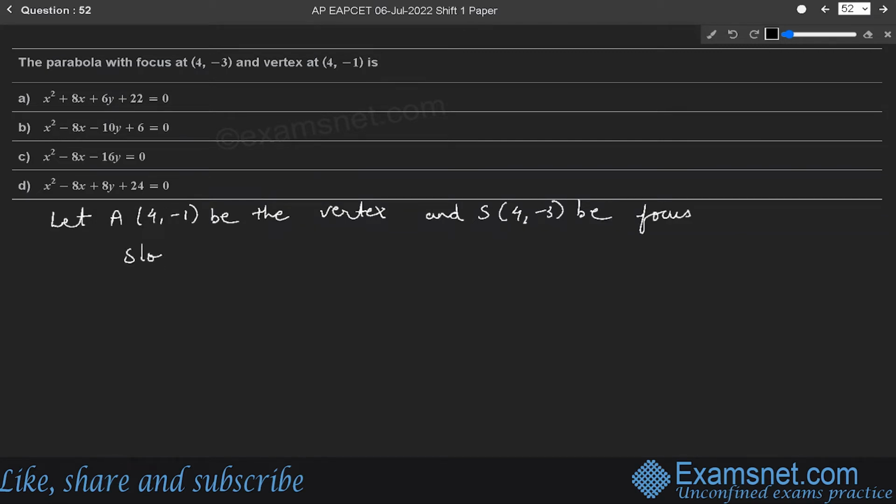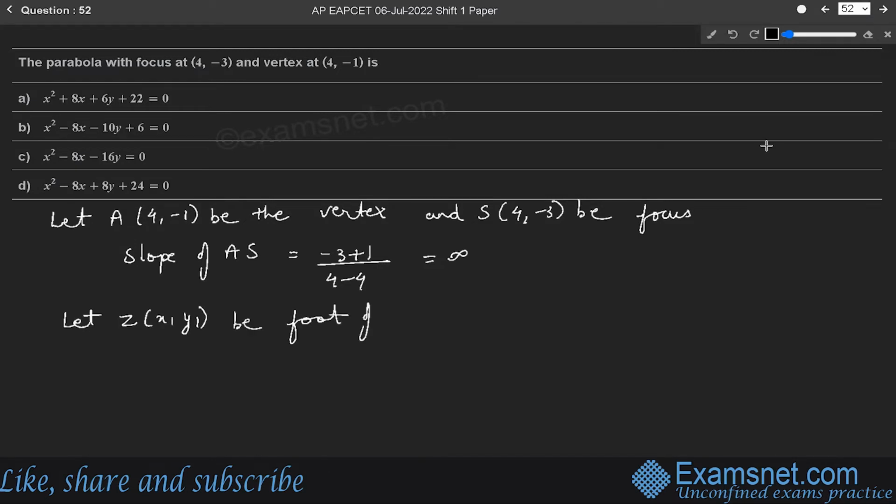Now, slope of AS will be equal to minus 3 plus 1 divided by 4 minus 4, which is equal to infinity. So we can say that AS is parallel to y-axis. Therefore, directrix parallel to x-axis. Now, let Z x1 comma y1 be foot of the directrix. Then A is the midpoint of SZ.